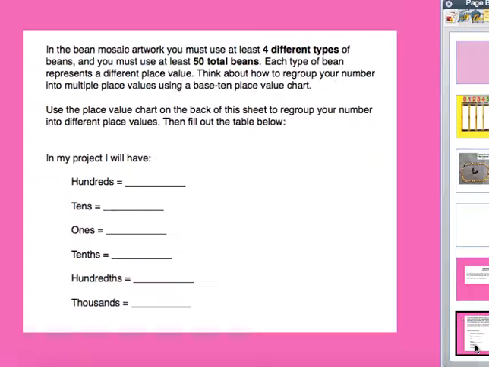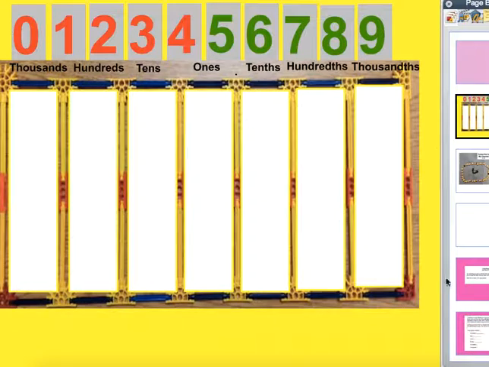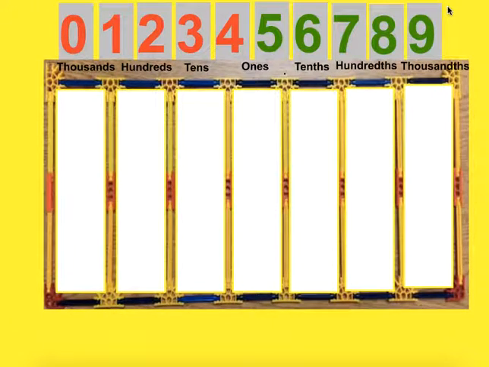So you need to think about how to regroup your numbers into multiple place values using the base 10 place value chart. This is a hard task. So let me model an example. Let's say I have a very simple meaningful number. My meaningful number is 5. Say I have the number 5. Well, how do I wind up creating something that has at least 4 different place values and 50 beans?